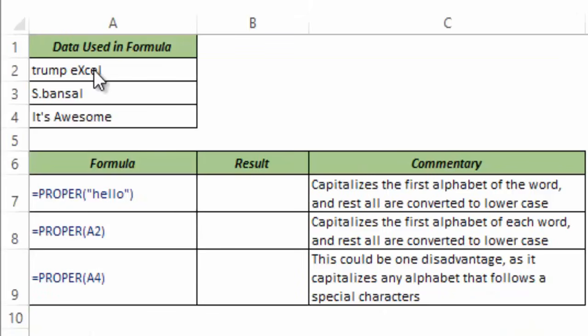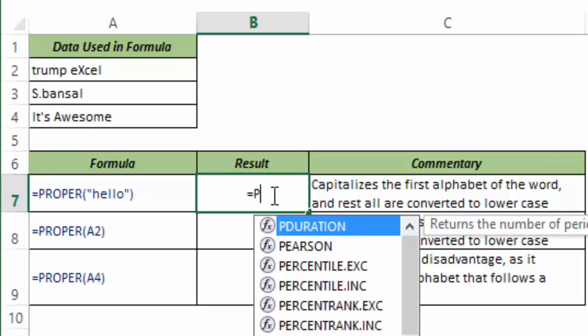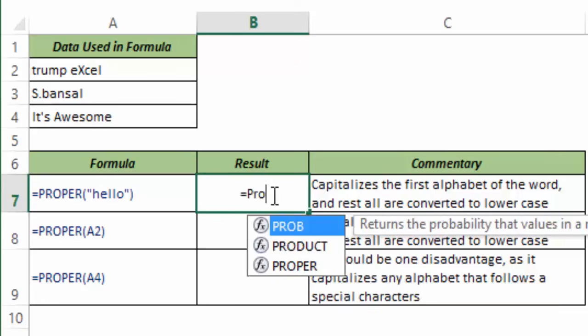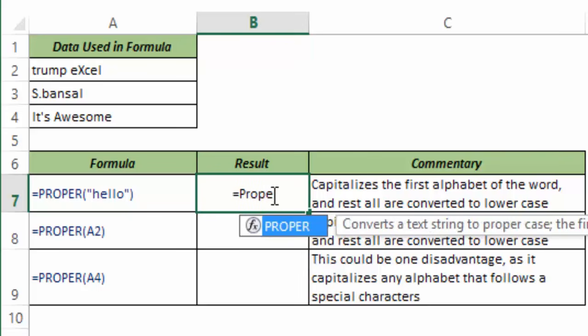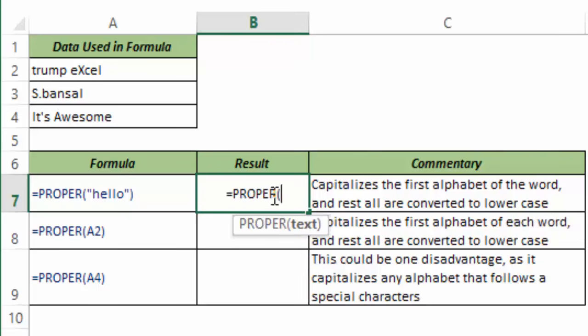Here I have some data in cell A2 to A4. Now let me show you how proper function works. So I type proper, type PRO, and you can see Excel prompts me the name of functions as I type. I hit tab to autocomplete the function. Proper function takes one argument, which is the text, and it analyzes all the words and characters in this text, and it capitalizes the first character of each word.